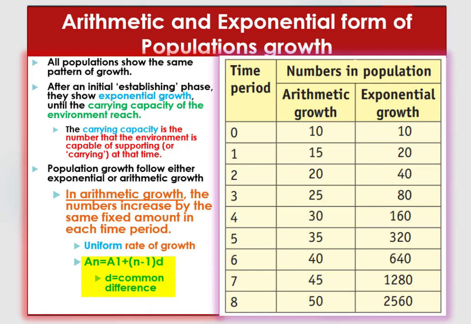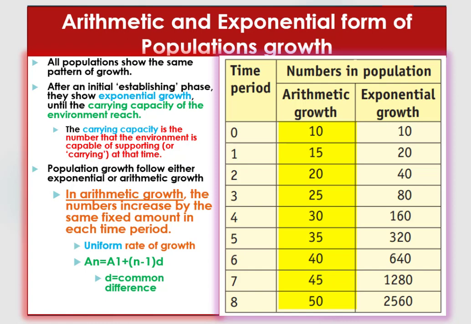To determine population density after n periods, a_n is equal to the initial population a_1 plus (n minus 1) times d, the common difference. As we can see from the table, the population increases by a fixed amount or number, which is 5, what we call the common difference between population density after n periods. That is 50 minus 45, which is 5, 45 minus 40, which is 5, 40 minus 35, which is 5, 35 minus 30, which is equal to 5.